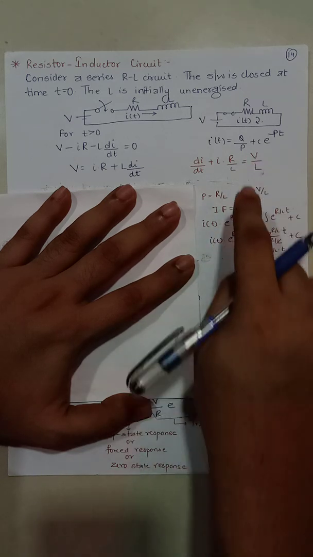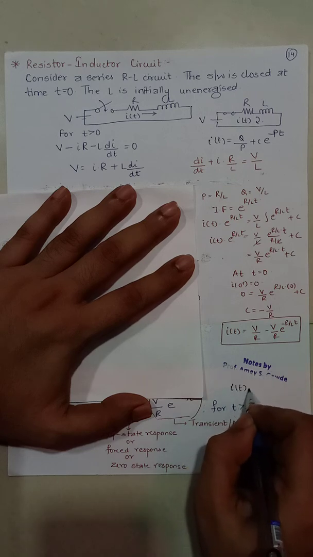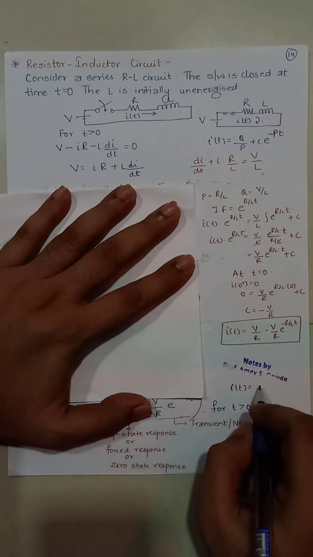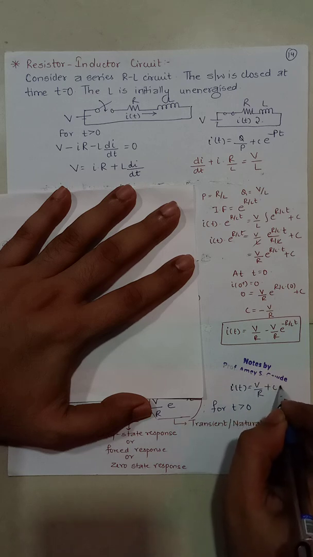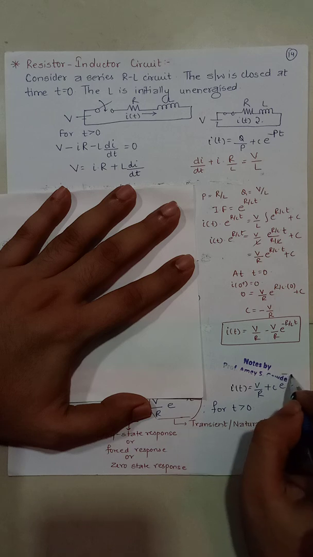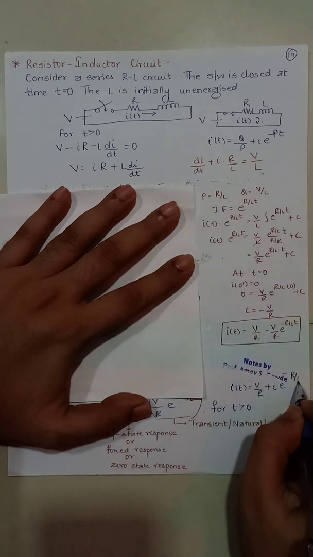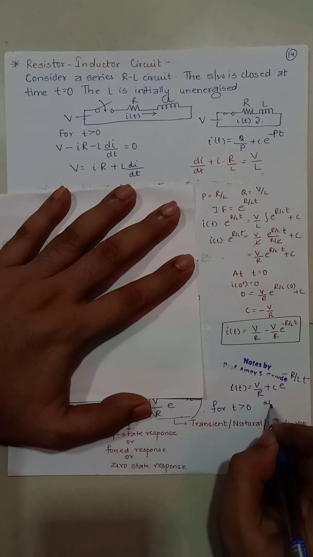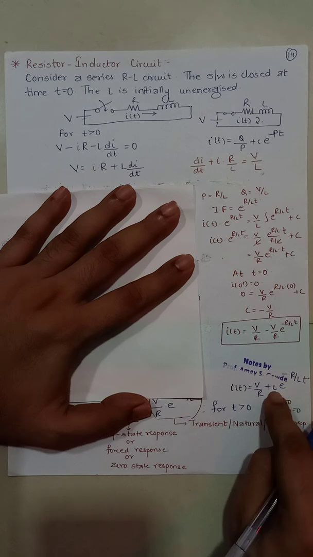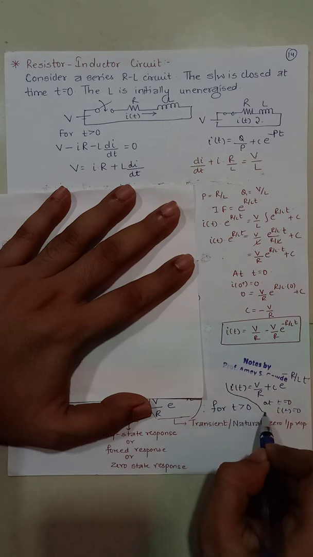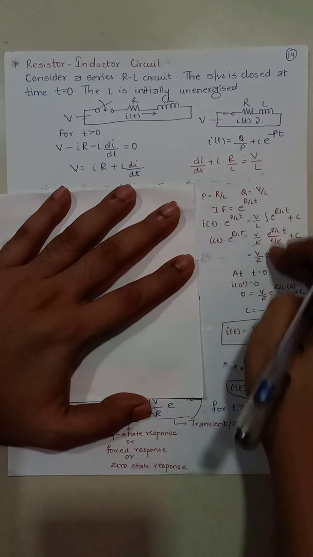The same thing can be done in this. I'll show it here. i of t equals Q by P, which is V by R, plus c e raised to minus P, which is R by L, into t. At t equal to 0, i of t is 0, so c will be minus V by R. So this is the shortcut to do this entire derivation.